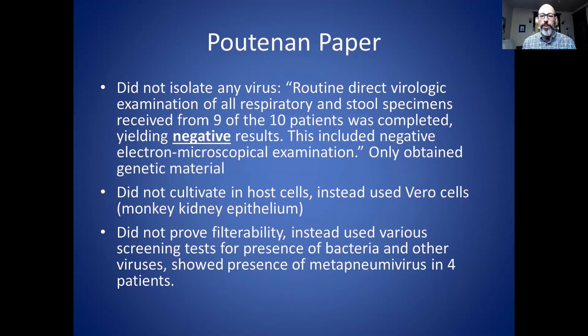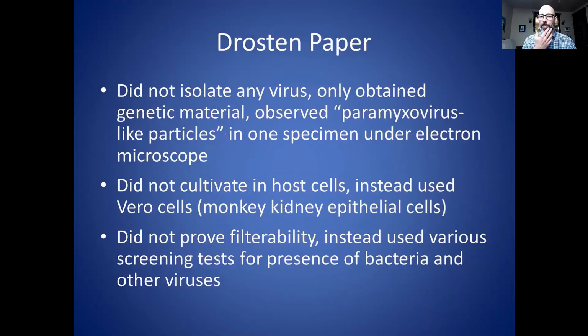So what they did was they performed all of these different tests, mostly genetic tests or antibody tests, to screen out for the presence of other bacteria or viruses that are known to cause disease. And in this case, they actually found metapneumovirus in 4 of the 9 patients, which definitely confused the issue. So once again, in the Putanen paper, they did not prove any of the 3 criterion as claimed. So let's look at the Drosten paper.